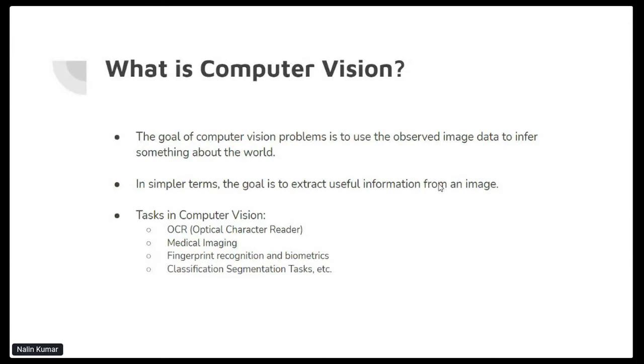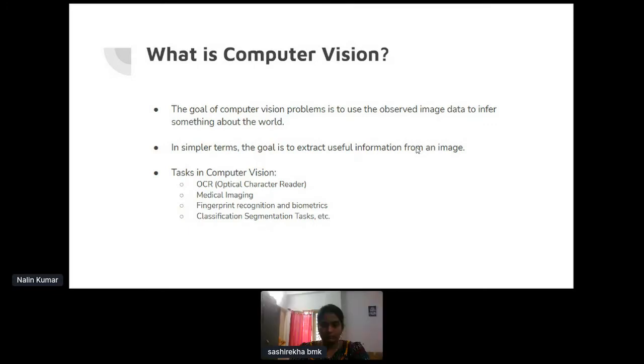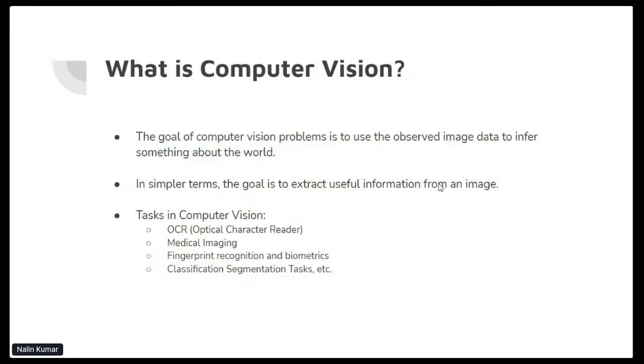So the tasks in computer vision are optical character reader. In medical imaging, we have X-rays. We can perform some computer vision algorithms on that and see whether a patient has some disease or not. The fingerprint recognition and biometrics, and also some classification and segmentation tasks.